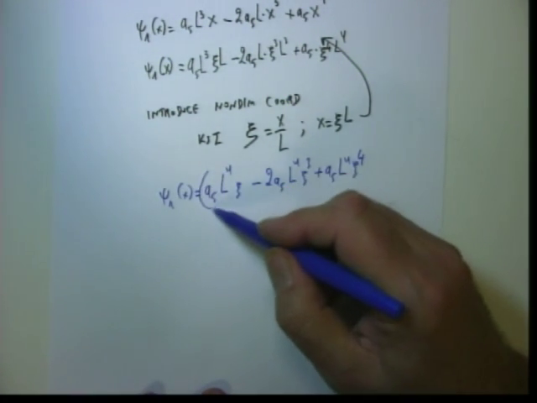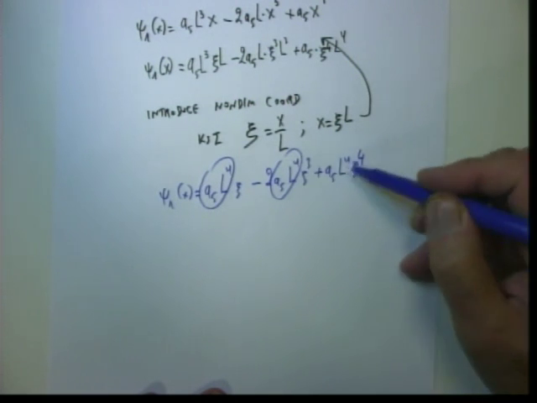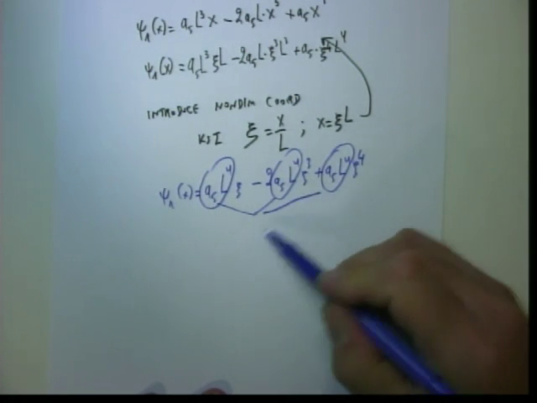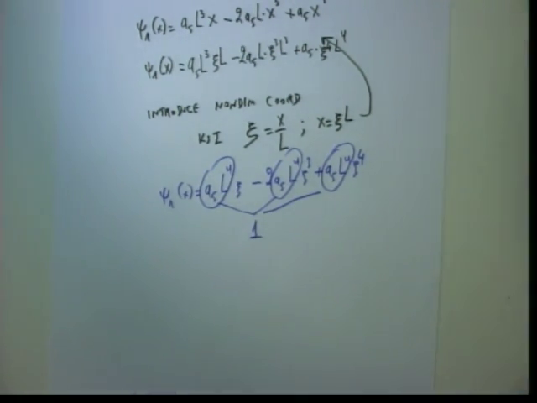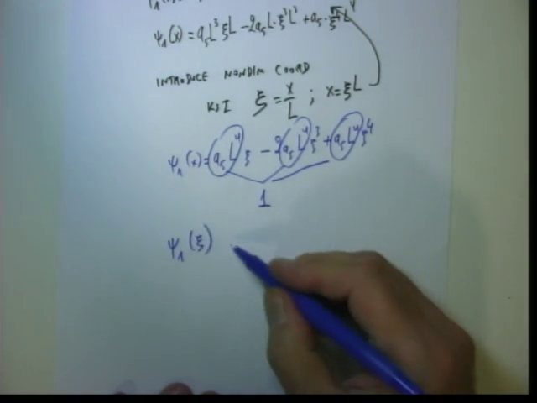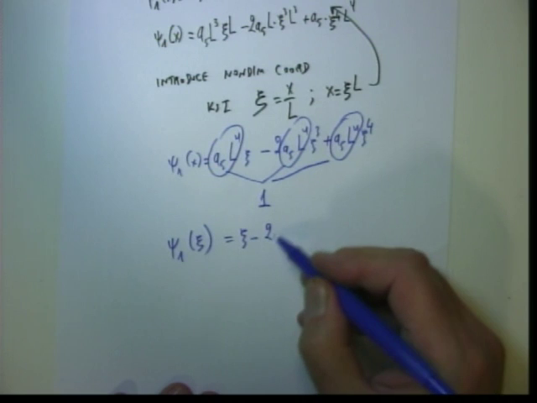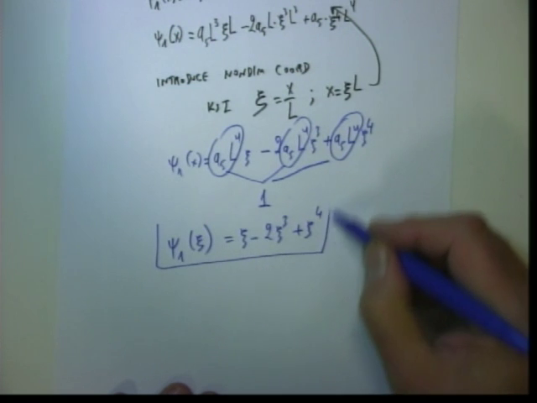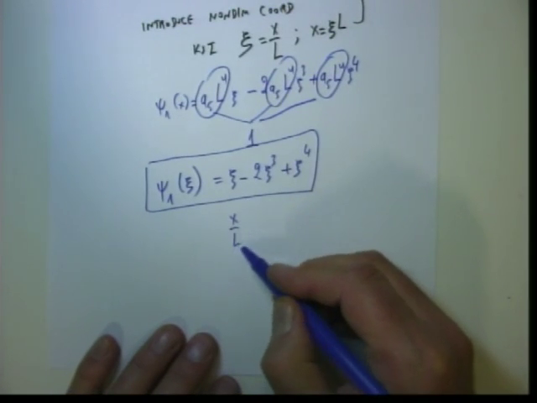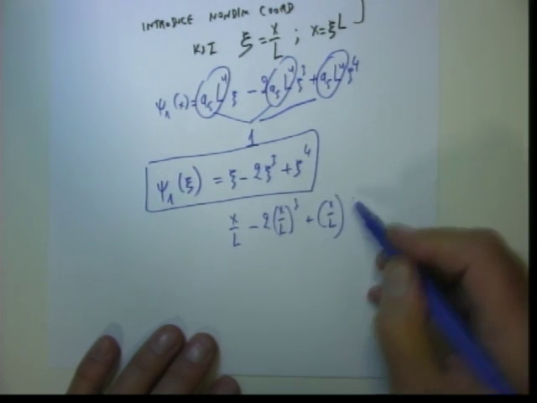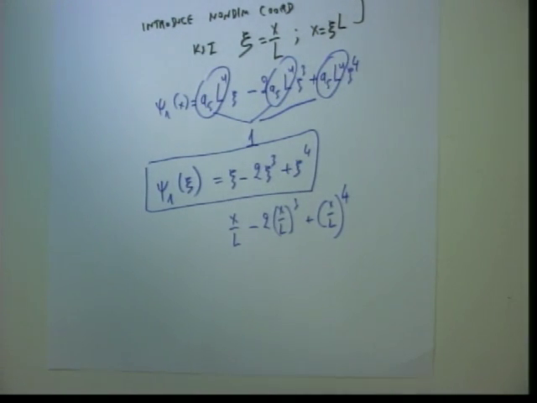So everywhere I have this A5L to the fourth power, I take it equal to 1, because I just want the function itself. So psi 1 of xi, or x if you want, equals xi minus 2 xi cubed plus xi to the fourth power. Or, if you want to write it, x over L minus 2 times x over L cubed plus x over L to the fourth power. So we found this first function.